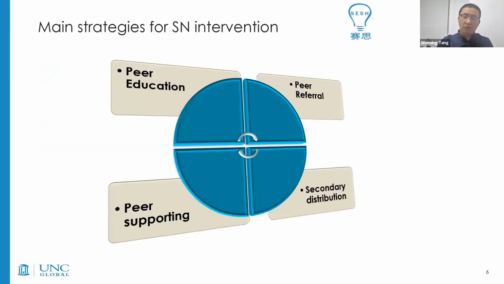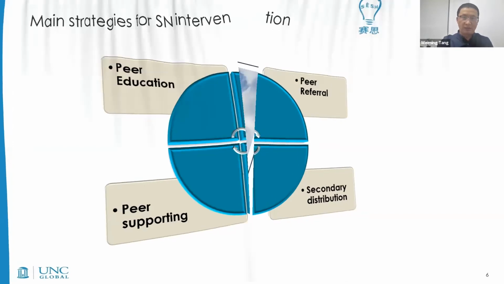But what kind of strategies have been used for social network intervention? To summarize, there are four basic types: peer education, peer referral, peer support, and secondary distribution. Secondary distribution is a specific type of peer referral that I will briefly introduce later on.